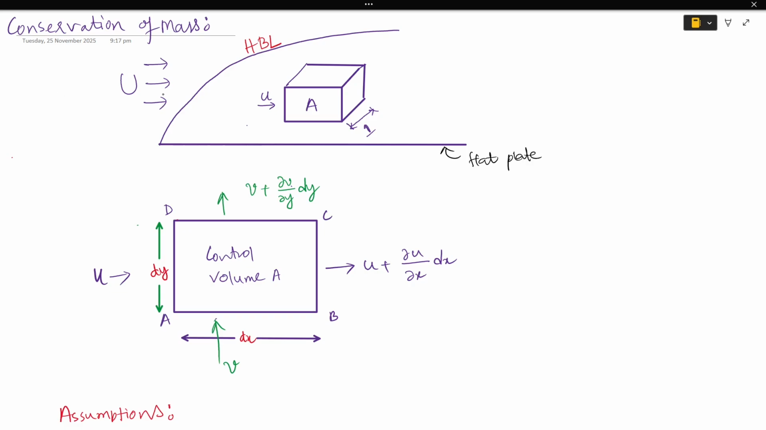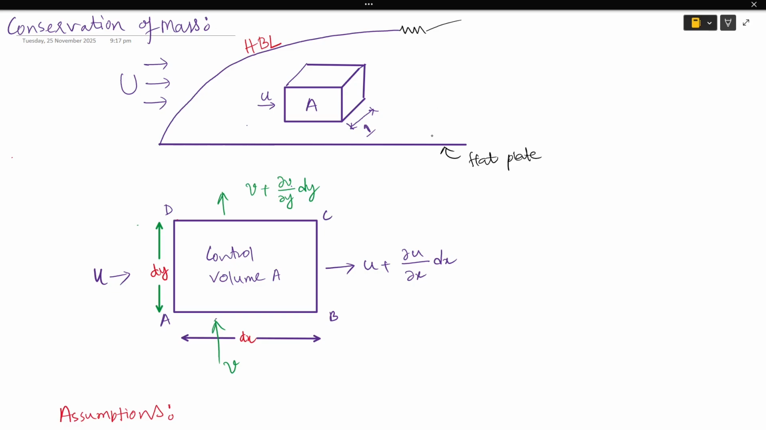on which there is a flow, and the free stream has velocity capital U. This is the direction of flow of the free stream, and due to the flow of the free stream, there is a formation of the boundary layer. This is the laminar boundary layer, and then it will reach the transition, and then it will reach the turbulent boundary layer.